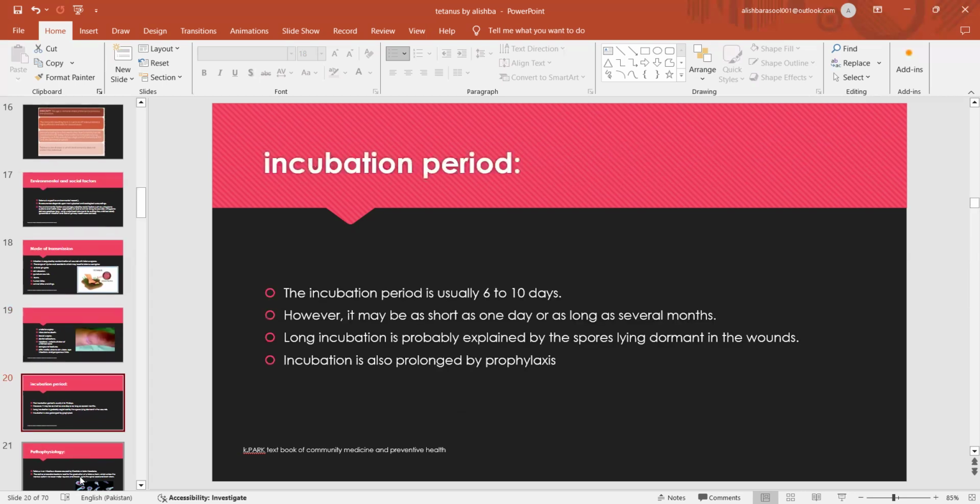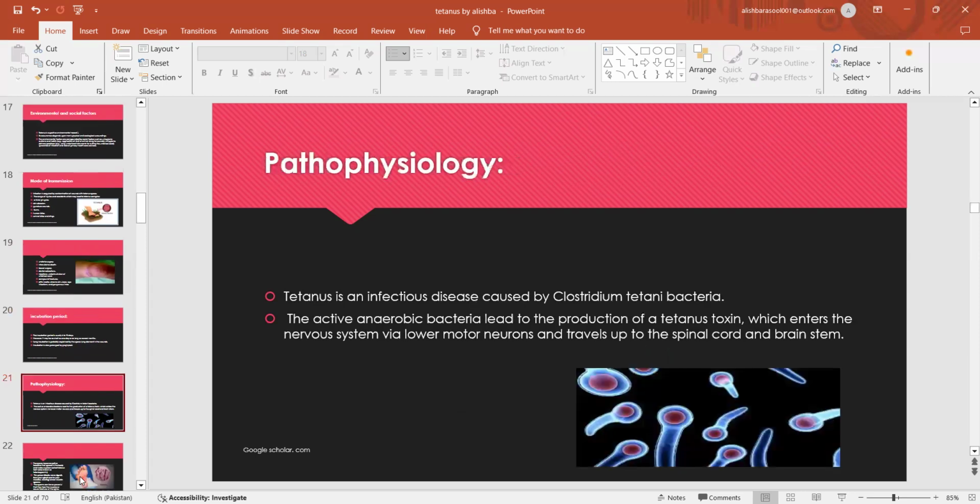Incubation period is usually 6 to 10 days. However, it may be as short as 1 day or as long as several months. Long incubation is probably explained by the spores lying dormant in the wounds. Incubation is also prolonged by prophylaxis.